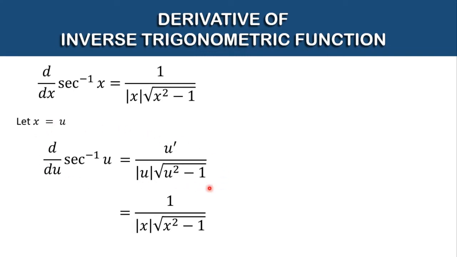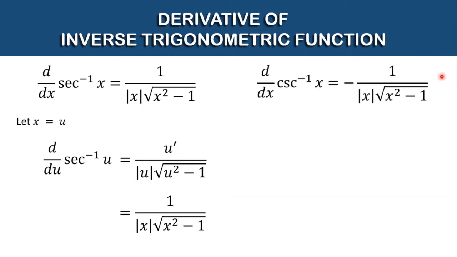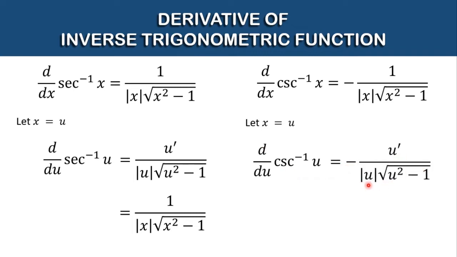And lastly, for the derivative of arccosecant of x, negative lang yung kanyang derivative. So, arcsecant is positive, arccosecant is negative. So, let x is equal to u. Palitan natin lahat ng x, gawin natin u. So, we have d over du of arccosecant of u. This is equivalent to negative u prime over the absolute value of u times the square root of u squared minus 1. So, ang u prime natin is equal to 1. Ang u natin is equal to x. So, we have negative 1 over the absolute value of x times the square root of x squared minus 1. So, ito din yung pattern or formula na gagamitin natin mamaya in solving the problem.